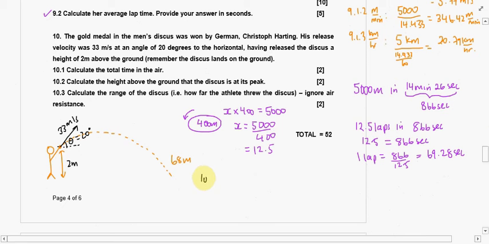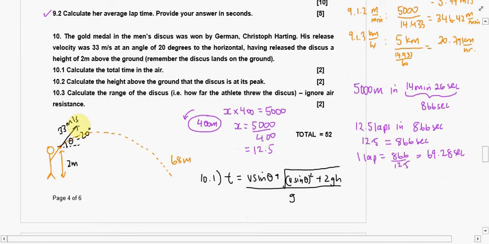10.1 says time in the air, but now we have a scenario where your release height is greater than your landing height. So there's only one time formula that you can use. I'm going to write it out, it's in the formula sheet. It looks something like this: v sine theta plus the square root of (v sine theta) squared plus 2gh, all of that over g.